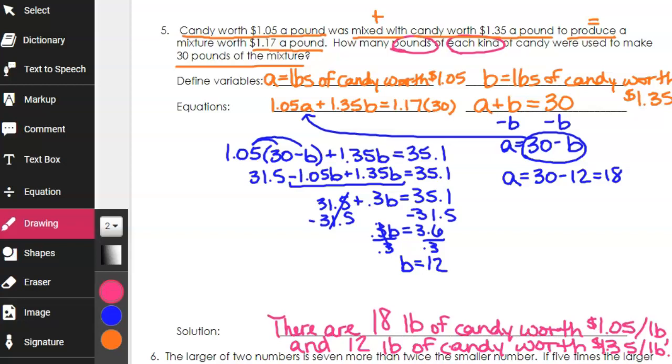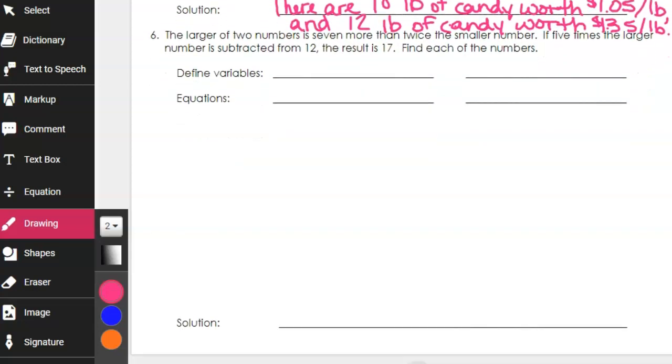Okay, last problem. So our last problem today, I'll read it for you, and then I'd like for you to practice defining the variables, writing the equations, and then solving. So it says, the larger of two numbers is 7 more than twice the smaller number. If 5 times the larger number is subtracted from 12, the result is 17. Find each of the numbers.